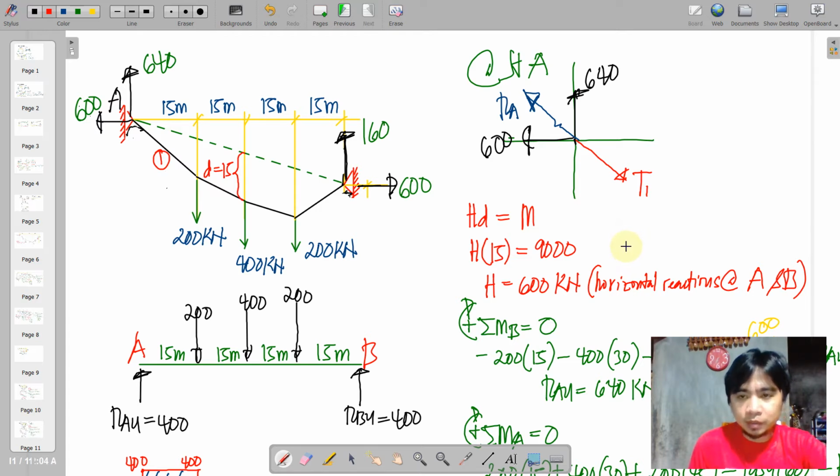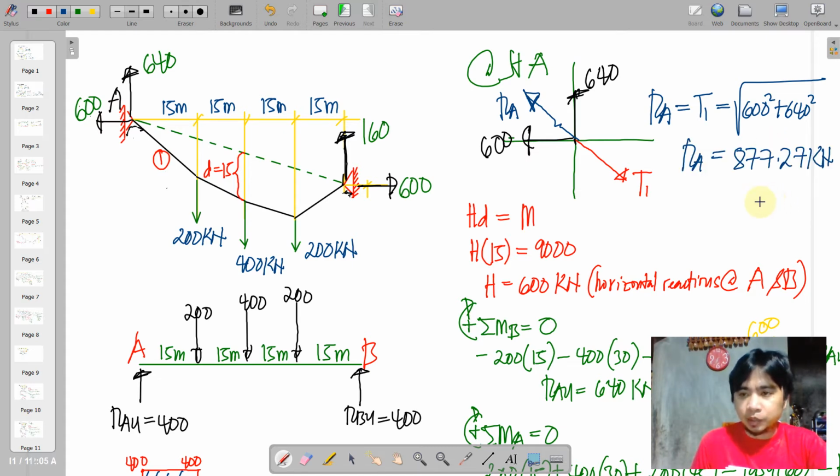So we can say that RA is equal to T1, equal to the square root of 600 squared plus 640 squared. So we'll have 877.27 kilonewtons. Okay, so we can do the same for RD.